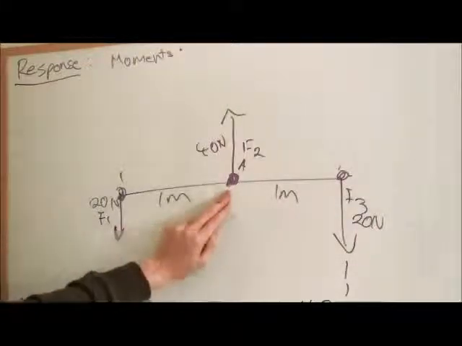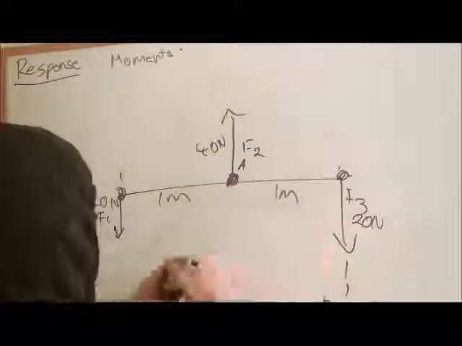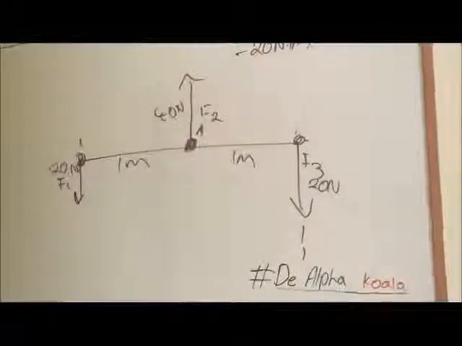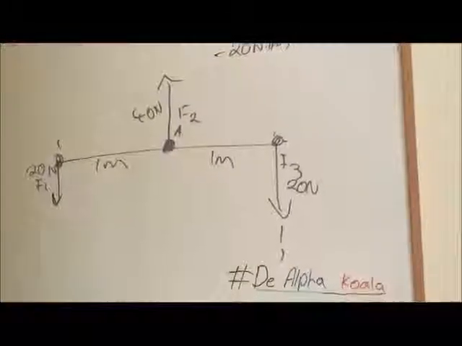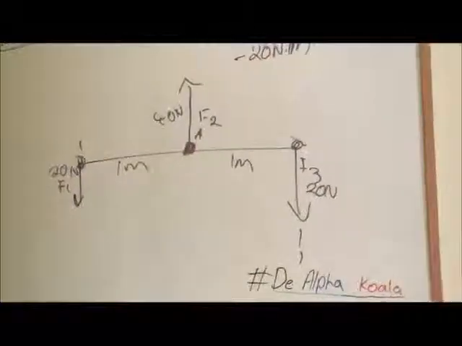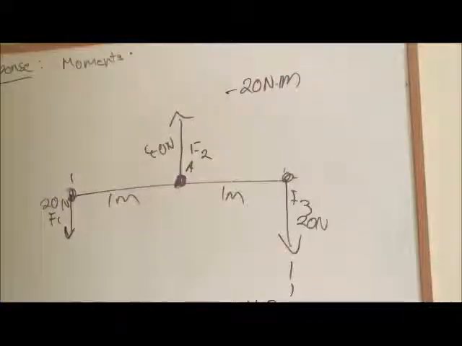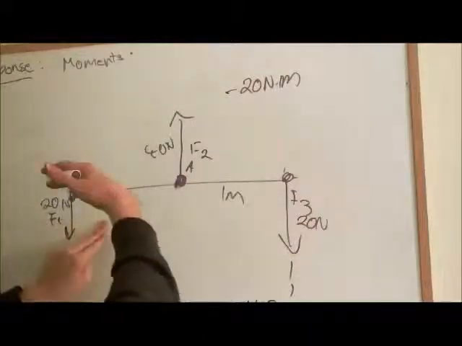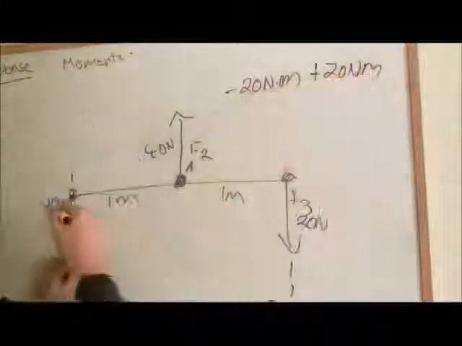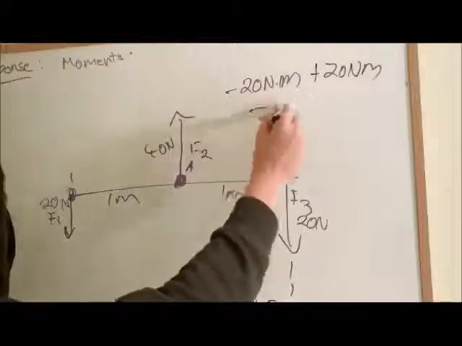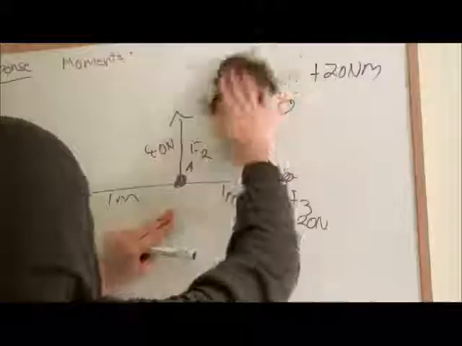Okay, so the moment about point A is going to equal negative 1 times 20 newton meters. That's going to be negative 20 newton meters. That's going to be positive 20 newton meters. So that's just the force times the distance. And it's going to be positive because my thumb's sticking out of the page and it's spinning anti-clockwise. So that's going to equal 0. That's going to be fine. And that's about point A.